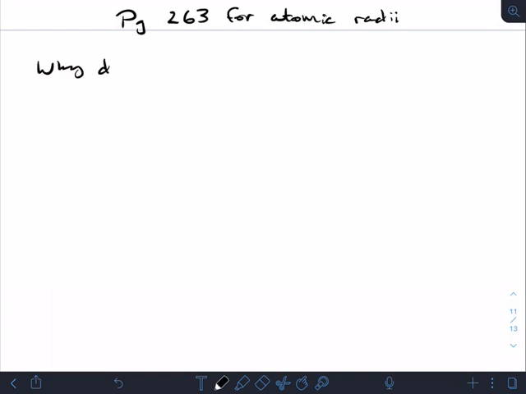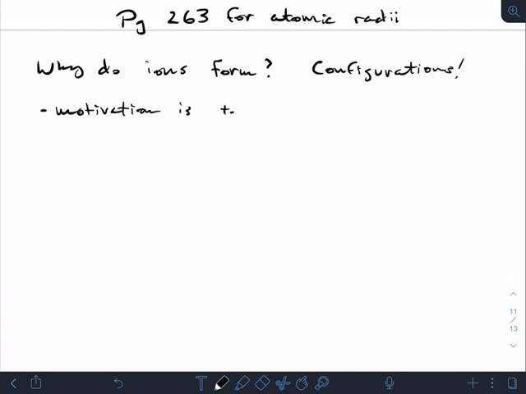We're going to switch gears a little bit and ask the question, why do ions form? The answer to that can be found in the electron configurations. The point is that the motivation is to get a full valence shell.